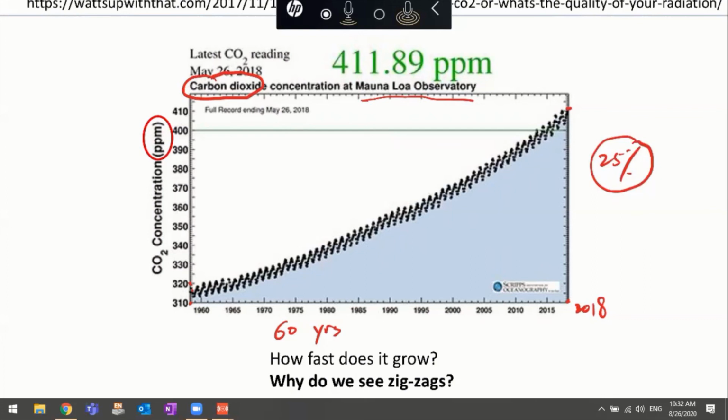So where does this carbon dioxide come from? We know that it mainly comes from fossil fuel combustion.